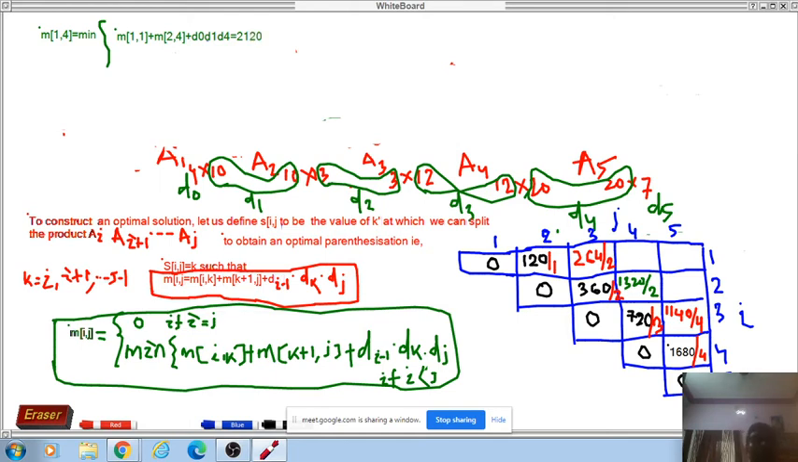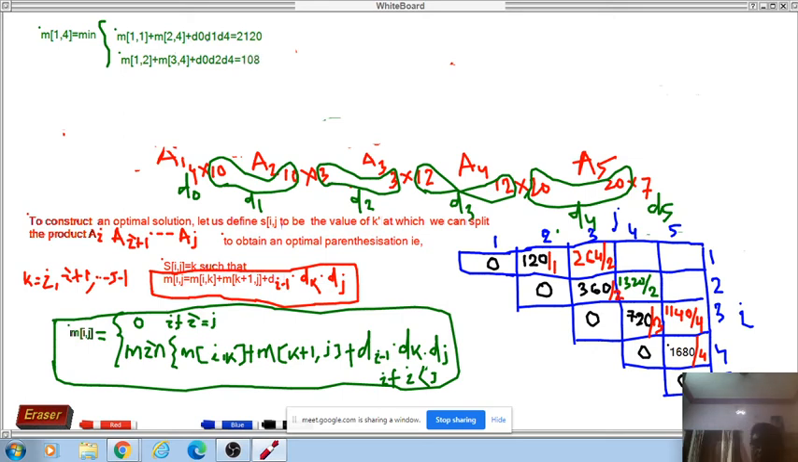Okay, next I will write m of 1 2 plus m of 3 4 plus d0 d2 d4. Okay, very good. The third answer will be coming, the value will be equal to 1080. 1080 calculated.